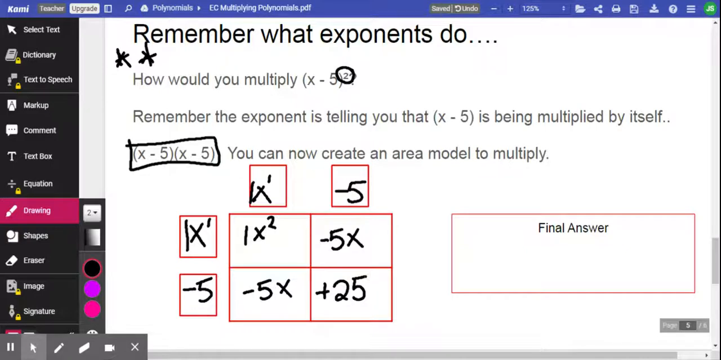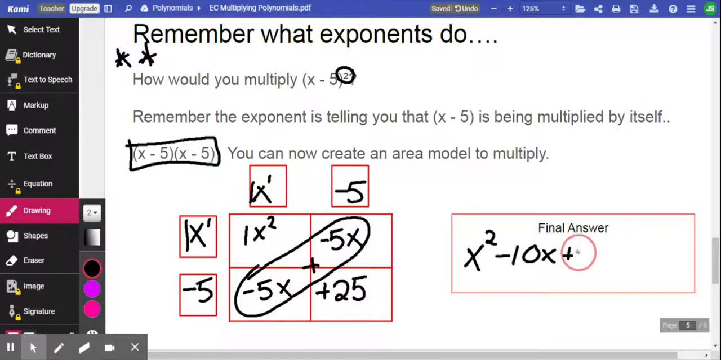So last but not least, when we do our final answer here, we're going to start writing it out in standard form. So I'm going to start with my x squared, or 1x squared. On this diagonal here, I have like terms again, which happens to be where they usually are. I'm adding them together. -5 plus -5 is -10. And then I bring my plus 25.